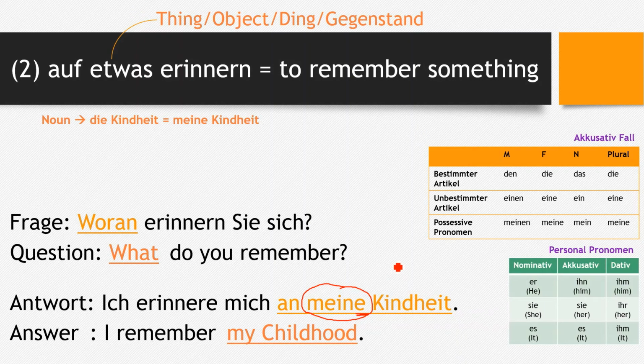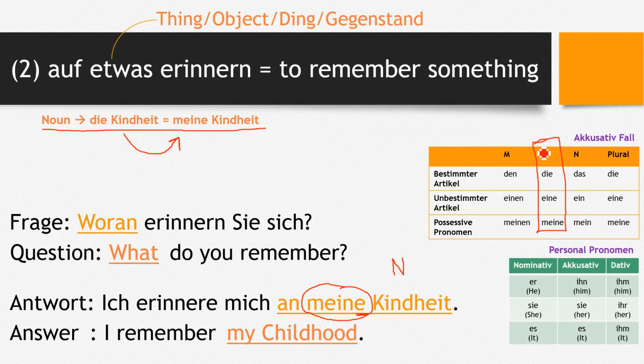First, we will find out our noun. The noun is Kindheit. Kindheit is a feminine noun. Here at the top I have mentioned die Kindheit and meine Kindheit. This has changed to meine Kindheit. When we find out that this is a feminine noun, you have to go to the feminine column here and use these options for feminine.